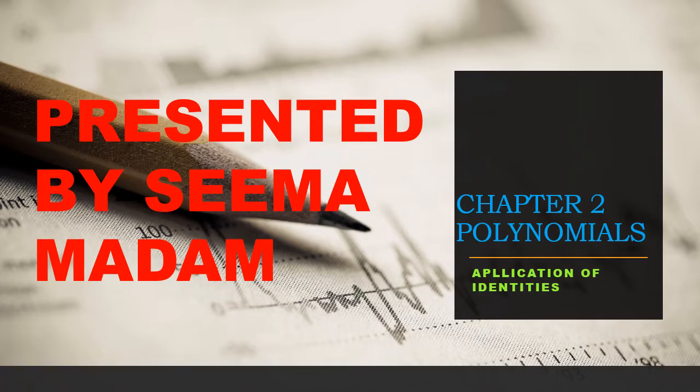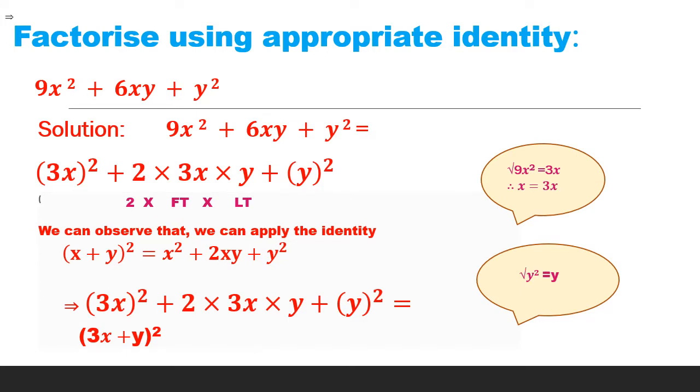Welcome children. Today we will take chapter 2 Polynomials, Application of Identities. Here is the sum and let us factorize the sum using appropriate identity.